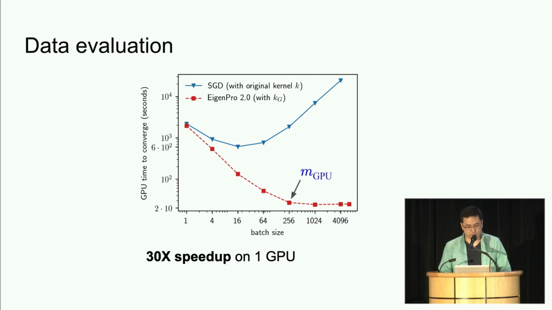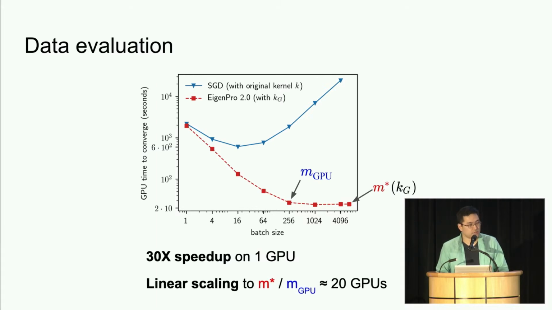And let's take another look at this curve. We see that we reach full utilization of the GPU at around a mini batch size of 256. But our m star now is around 6,000. So this implies we can probably utilize 20 GPUs at the same time and achieve another 20 times speed up.